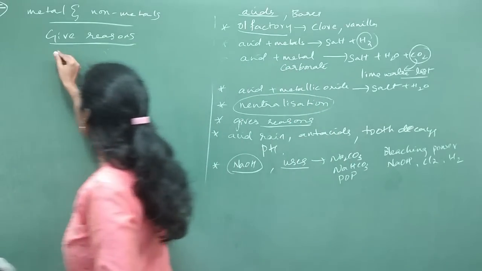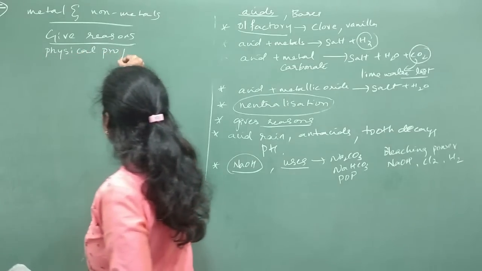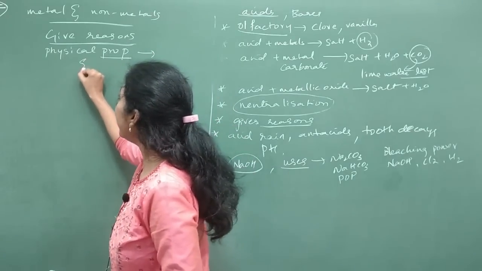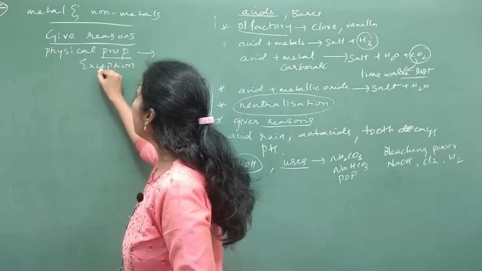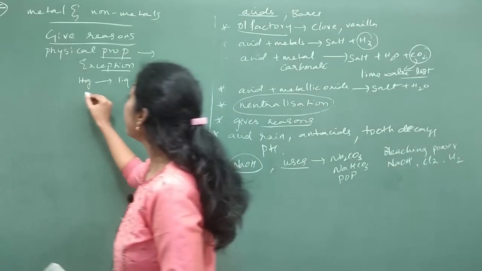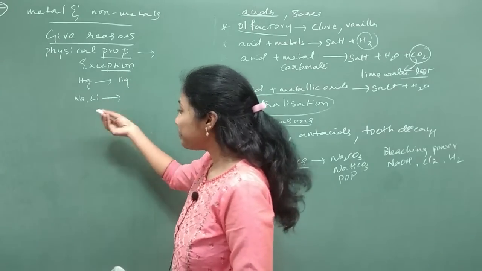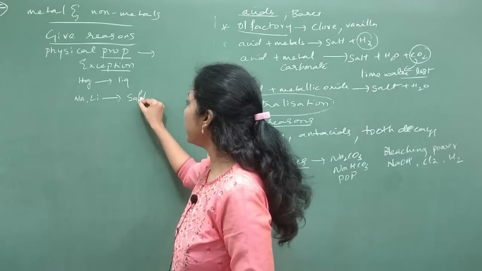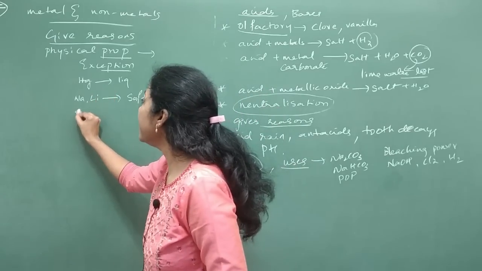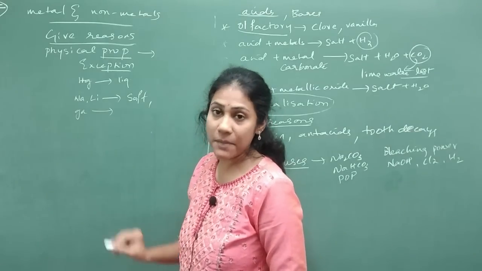You should know about the physical properties of metals and non-metals. What are the differences between metals and non-metals based on physical properties, and you have certain exceptions, right? For example, mercury is the only metal which is liquid. And alkali metals like sodium, lithium, etc., are soft and can even be cut with a knife. So all these exceptions. Gallium is the element that can get melted over a palm because it has a low melting point.